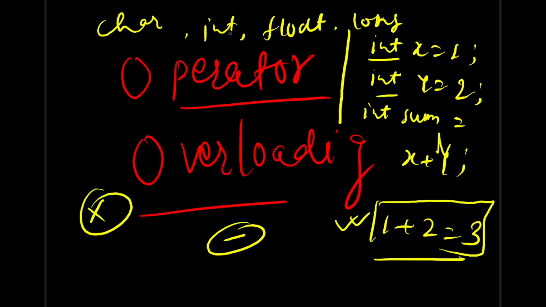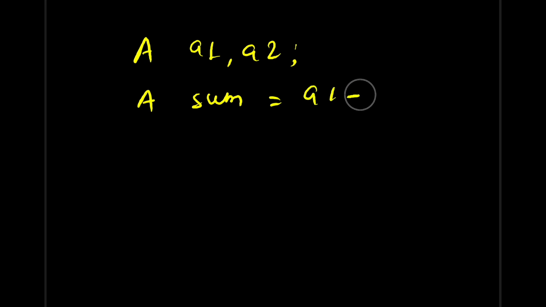But if I do the same thing for a class, let's say I have a class called A, and I am creating 2 objects, A1 and A2, and I want to take another object called sum, which will be the summation of these 2 objects' data variables. These 2 objects will have some data inside them, meaning attributes, which I'll explain in this video just after this. So let's say I want to perform this operation A1 plus A2.